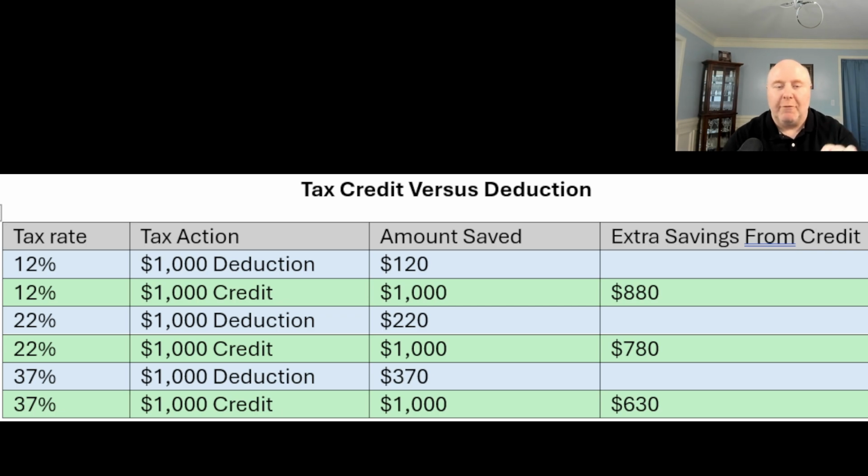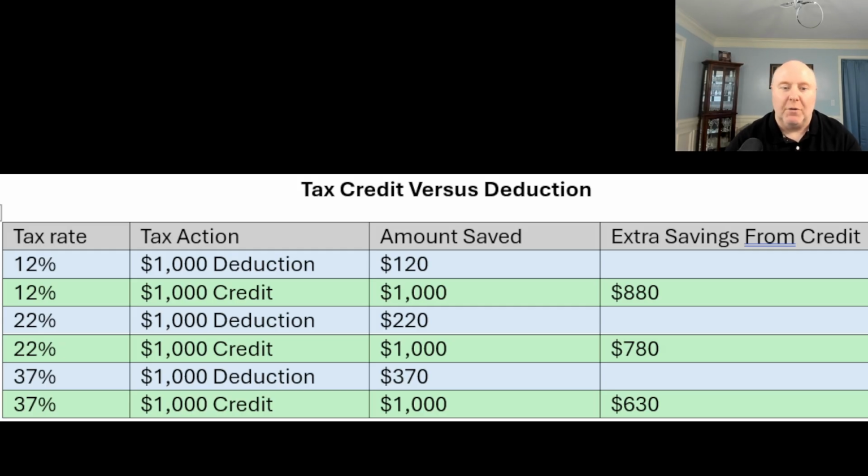So if you have a client who's in a 12% tax bracket, or you yourself are in the 12% tax bracket, if it's considered a deduction, you benefit by $120. If it's a credit, you benefit by the $1,000. That's $880 difference. The credit is worth $880 more than the deduction.